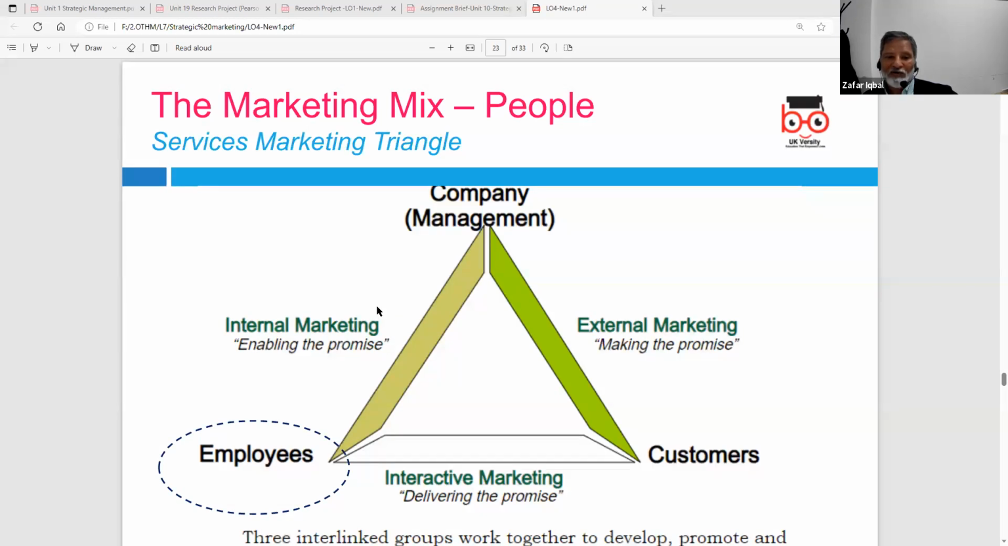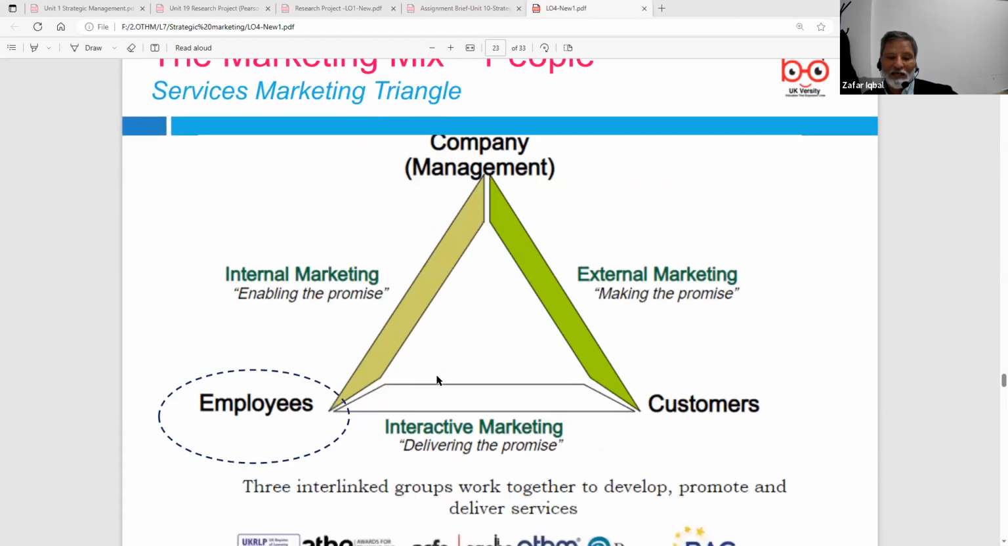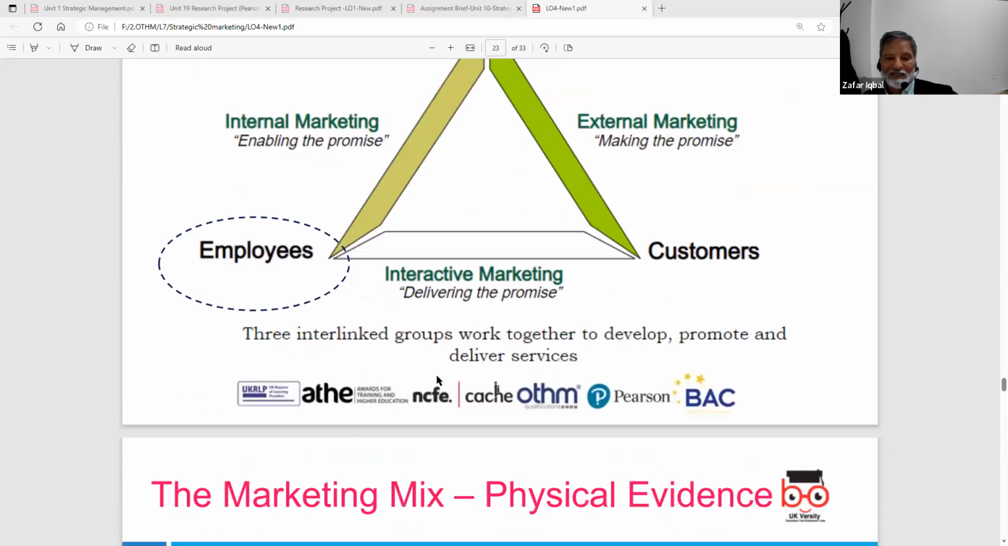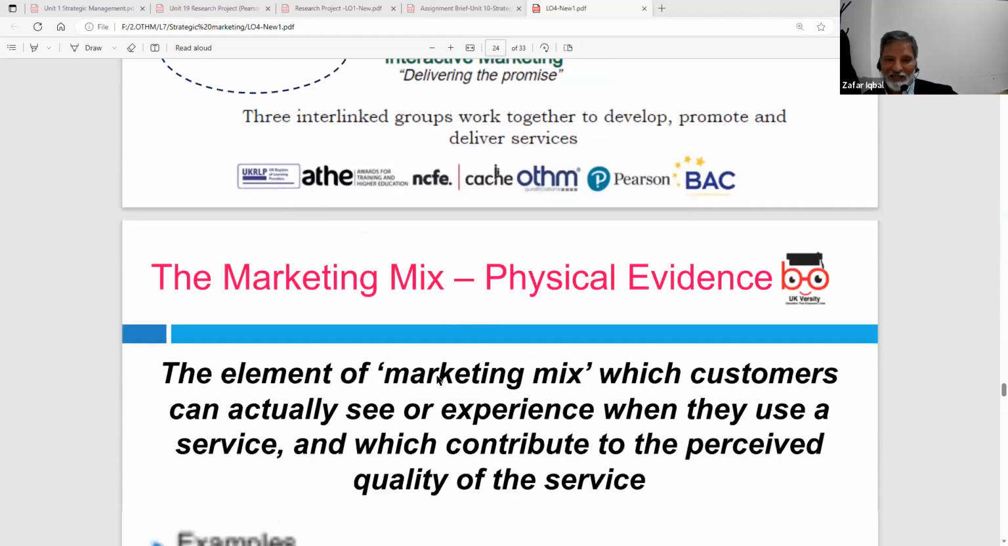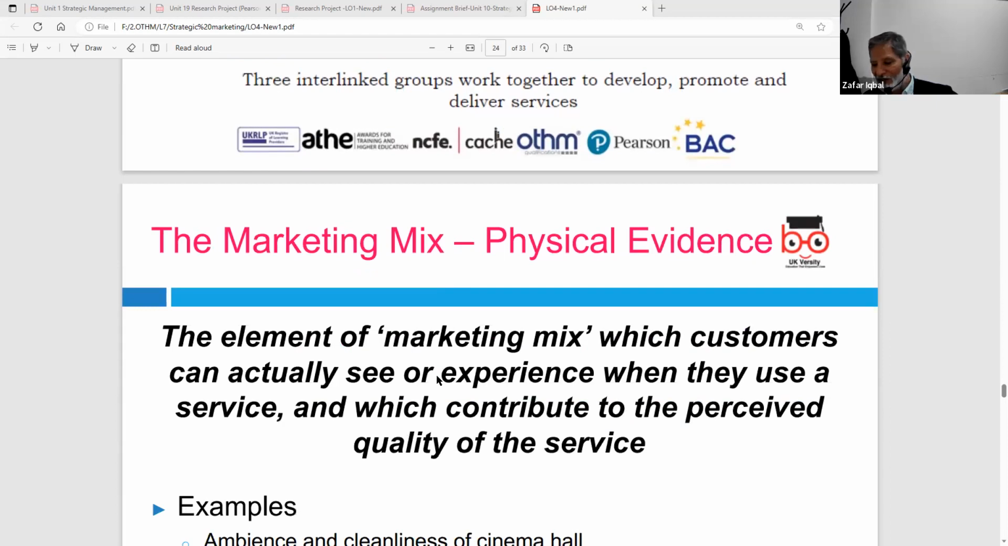Okay, and people are a very important component. So people can be in the management, people can be employees, and people can be customers. All together, right? They can be linked together to promote the company and deliver the goods and services that the organization wants to promote and sell, and create an integrated marketing mix. Okay, so very important.